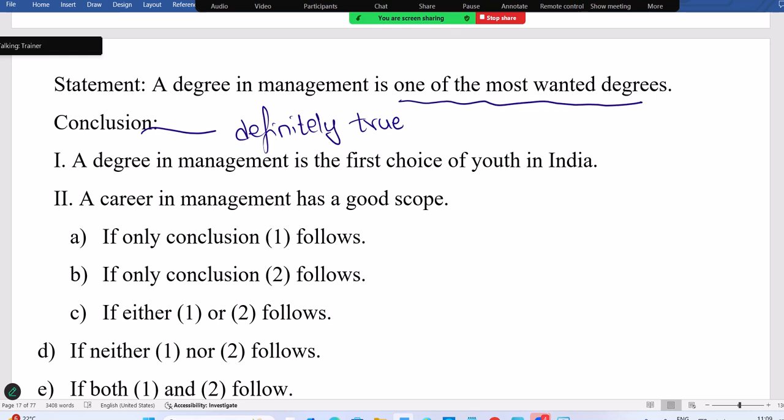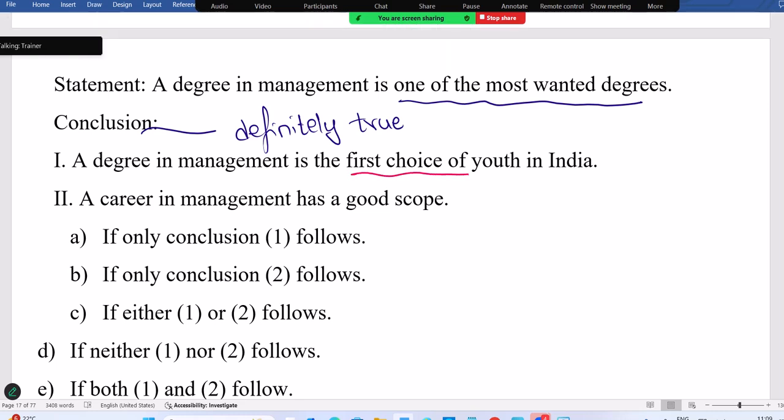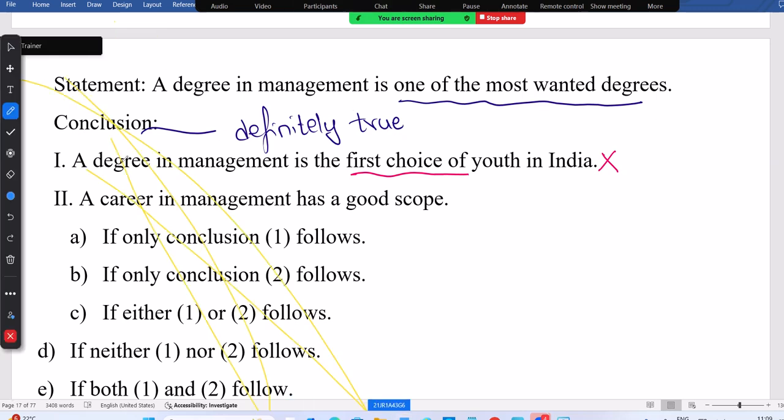Management is one of the most wanted, so we cannot say it is the first choice. One of the most is not the definite one. So we cannot say it's the first choice of youth in India. Next, a career in management has a good scope. No, maybe management courses are easy, that's why people maybe opted for that. There is nothing mentioned regarding scope in the statement. We have to decide the conclusion with respect to the statement.